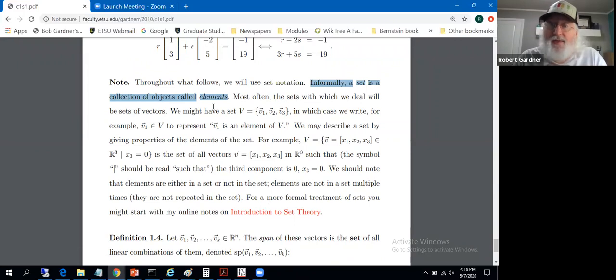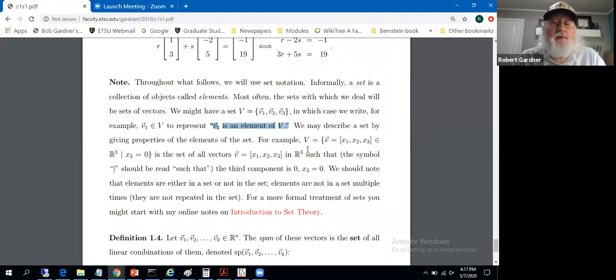We're most likely to deal with sets of vectors. So we might have V as the vectors V1, V2, and V3. We'd denote this as V1 is an element of set V, V2 is an element of set V, and so is V3. But those little symbols there highlighted in red mean V1 is an element of V, or set V.